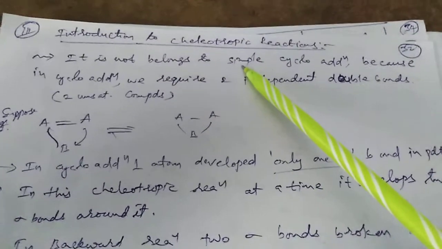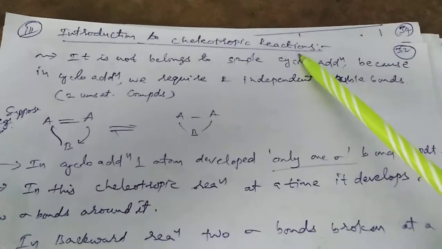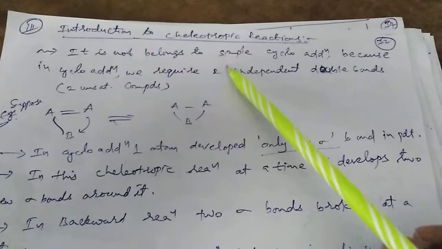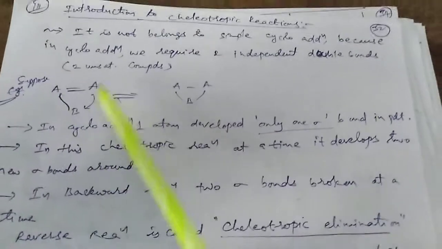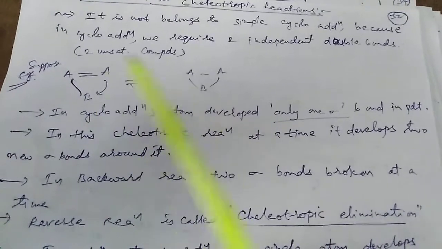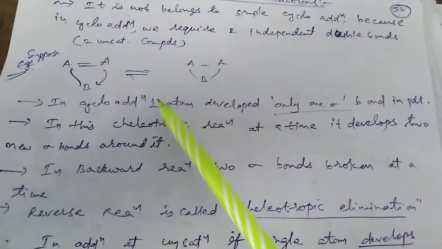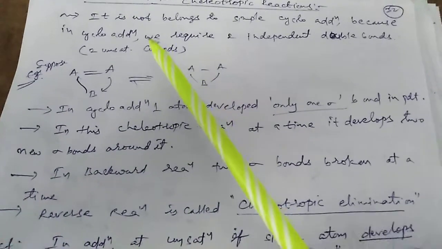Hi everyone. Today's topic is the sigmatropic reaction. It is also a pericyclic reaction. General reaction for the sigmatropic reaction: when an A2 molecule reacts with a B atom, it develops two new sigma bonds with the unsaturated electrons.